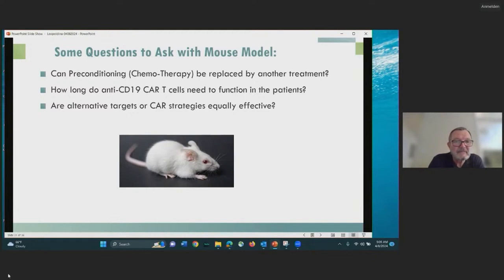In addition, I think some other questions one could ask in the mouse model, and I think they were already mentioned and brought up by others, is can the preconditioning or the chemotherapy be replaced by another treatment, or perhaps by a different type of CAR T cells? We would like to know how long anti-CD19 CAR T cells need to be active in the patients. Is it right around 100 days? Could it be a little bit less? Could it be a little bit more? Of course, these are highly important questions from the patient's point of view. And also alternative targets or CAR T cell strategies might be equally effective and may be worth trying out. Again, the mouse is a willing participant in these studies.